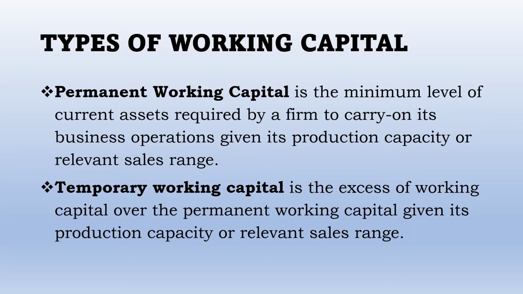We have two types of working capital: permanent working capital and temporary working capital. Permanent working capital is the minimum level of current assets required by a firm to carry on its business operations given its production capacity or relevant sales range. Temporary working capital is the excess of working capital over the permanent working capital given its production capacity or relevant sales range.